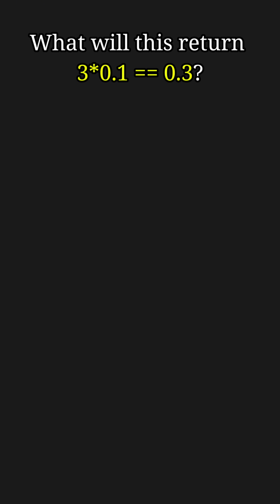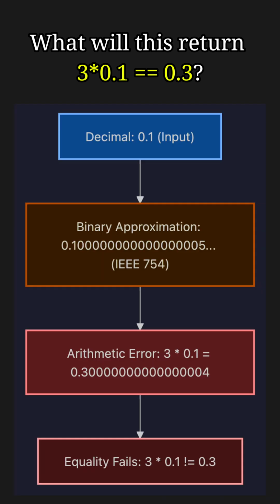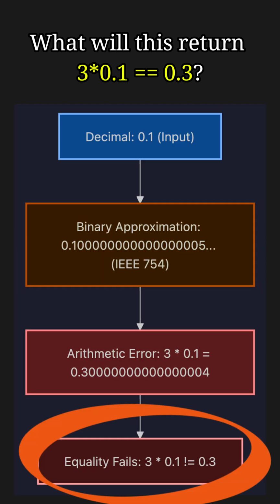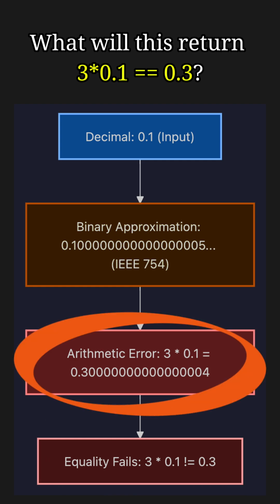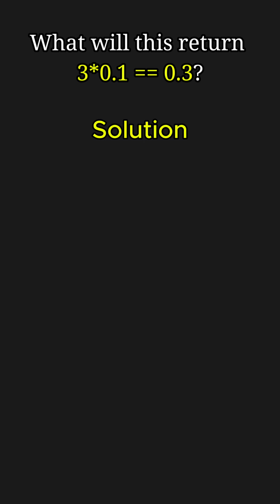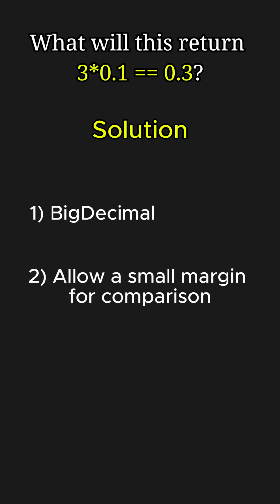Fun fact, did you know floating point precision issues aren't unique to Java? They occur in almost every programming language that uses the IEEE 754 standard for storing floating point numbers. So to summarize, 3 * 0.1 == 0.3 returns false due to tiny floating point errors. To mitigate this, either use BigDecimal or compare with a margin to handle precision cases.